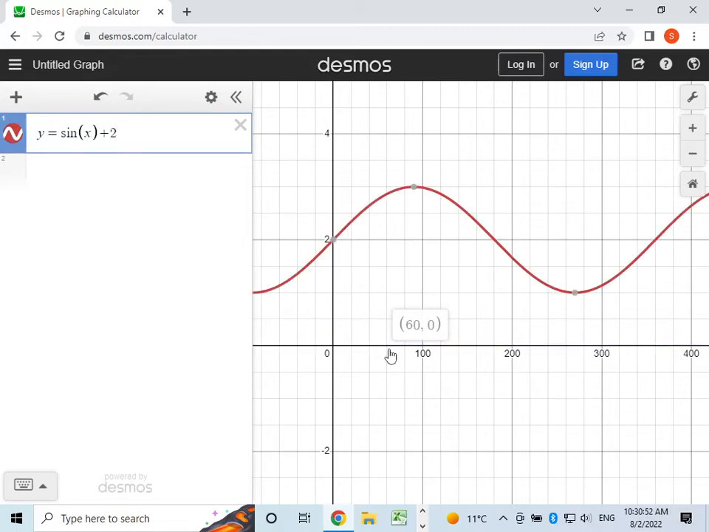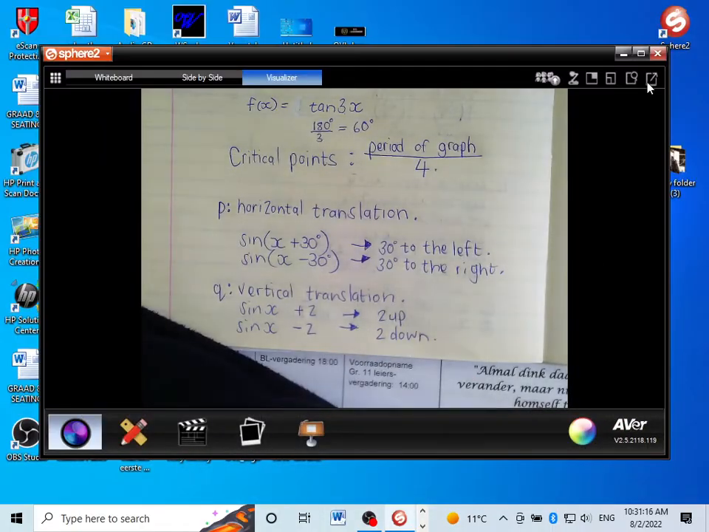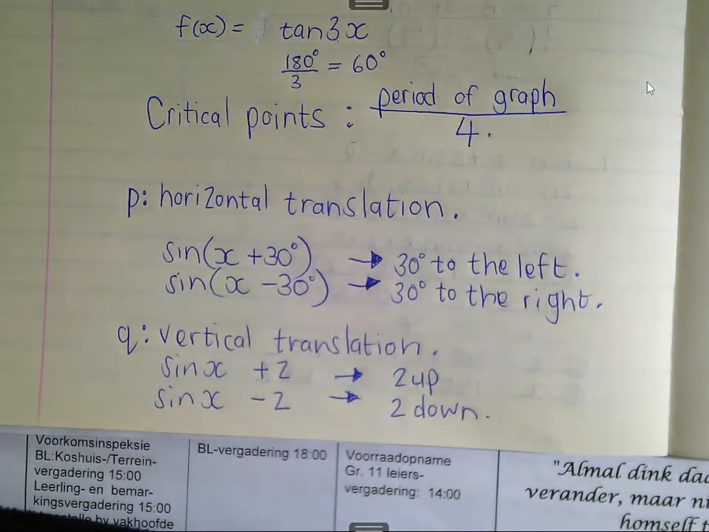Plus 2, the whole graph is translated upwards 2 units. Minus 1, oops, that's 1. The whole graph is translated downwards 1 unit. That's it. But this whole set of information does not help us if we don't know the standard graphs. Okay, you must know it.